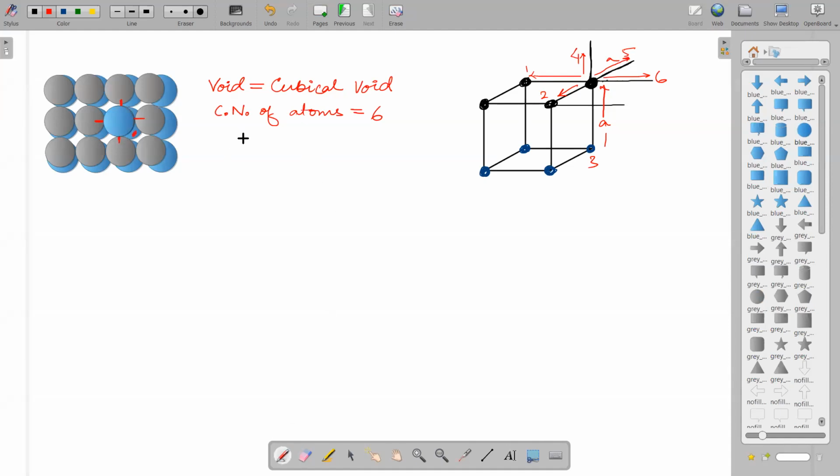Coordination number, how? 4 in the same layer, 1 on top, 1 below. Okay, everyone? Now you understand how it is 6? Yes, sir. I'm asking Mariam and Abhi, those who have answered yes. Abhi is saying okay. Mariam is also saying okay. So the coordination number you have understood.